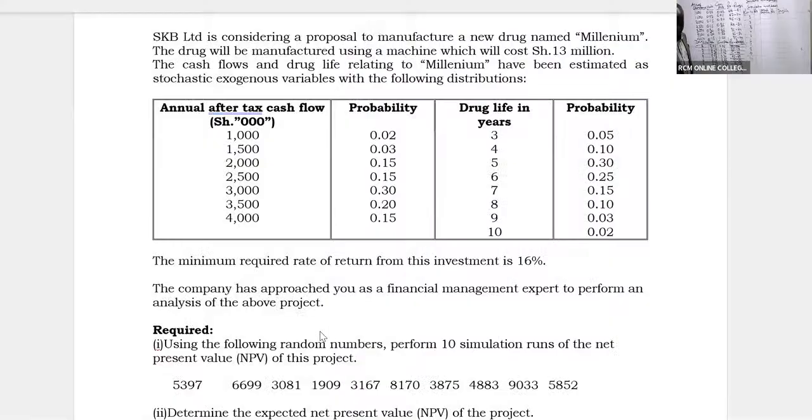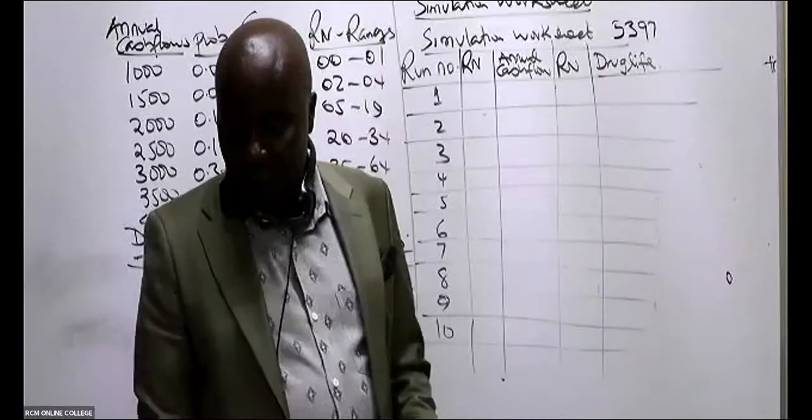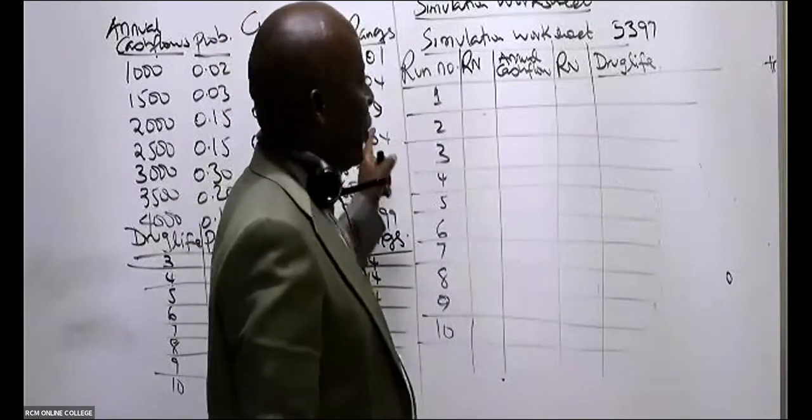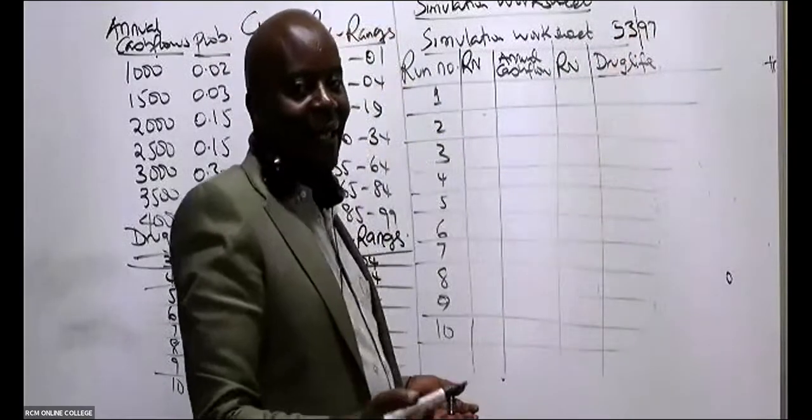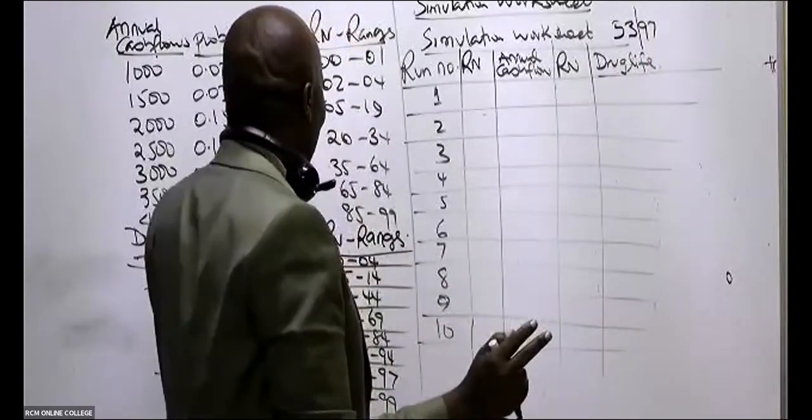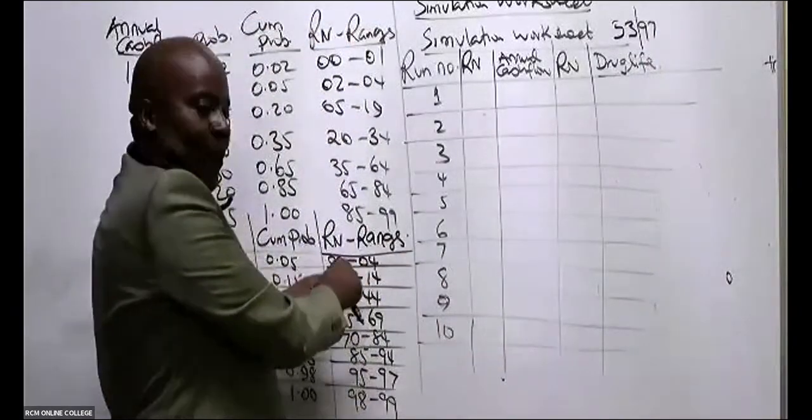Now you can see it is 5397. This 5397 is 4 digits, and the 4 digits for sure cannot fit here. These are 2 digits. So what we're supposed to do is dissect this and subdivide it into 2 digits, because you remember our decimal places were 2.